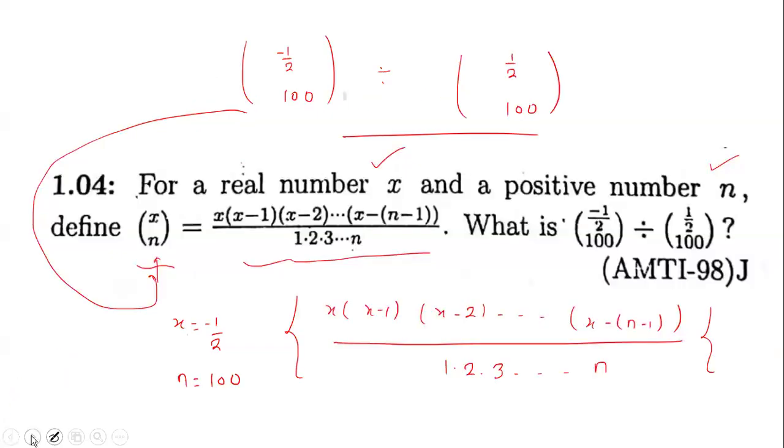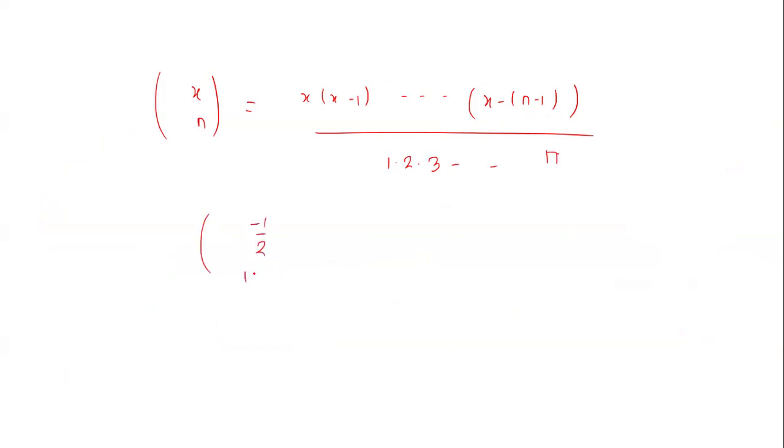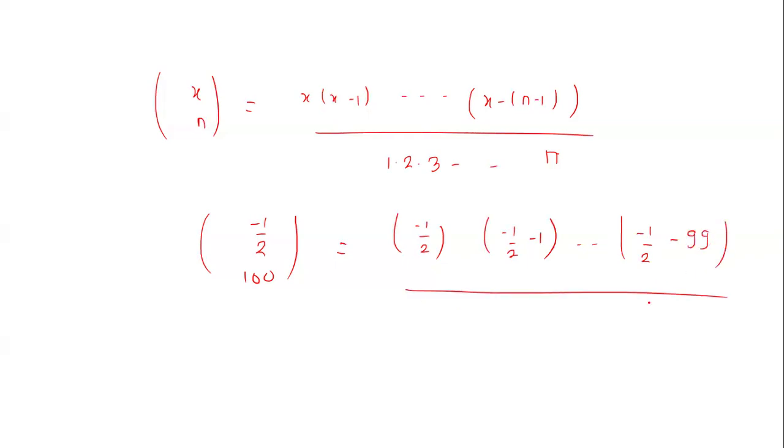So let's start. In the problem it is given that the bracket symbol is defined by x times (x minus 1) up to (x minus n plus 1), and in the denominator it is 1, 2, 3 up to n. So if we put x equal to minus half and n equal to 100, this will come like minus half, minus half minus 1, up to minus half minus 99, because n is 100 so n minus 1 is 99. And in the denominator it will go up to 100. So this is the value of this.